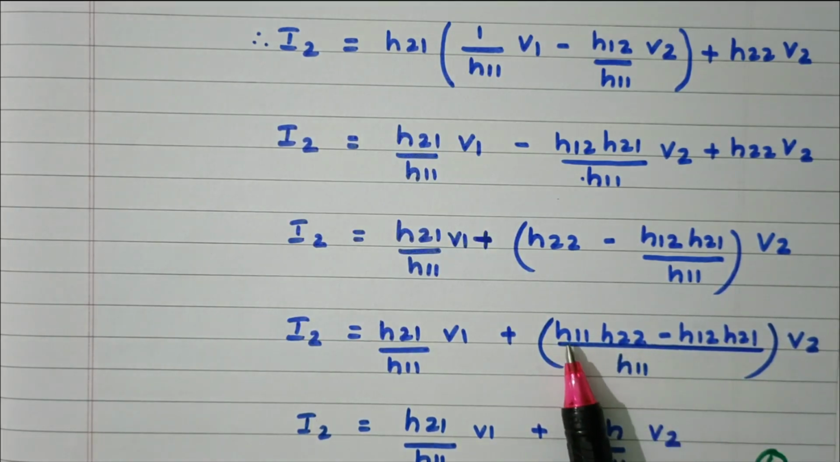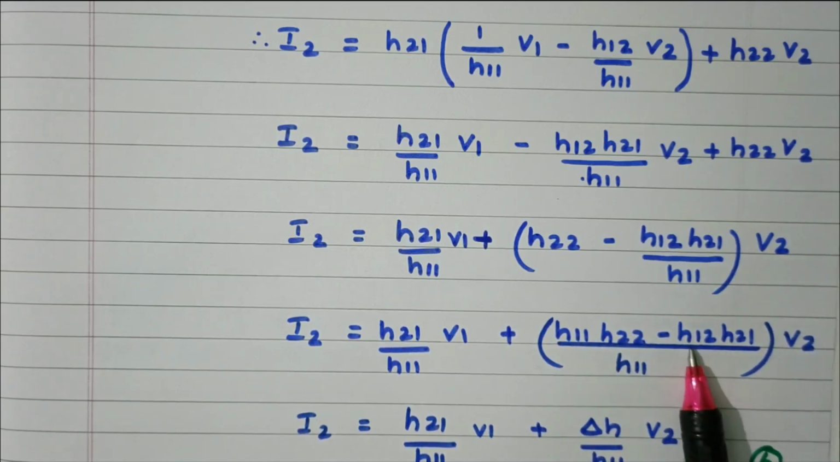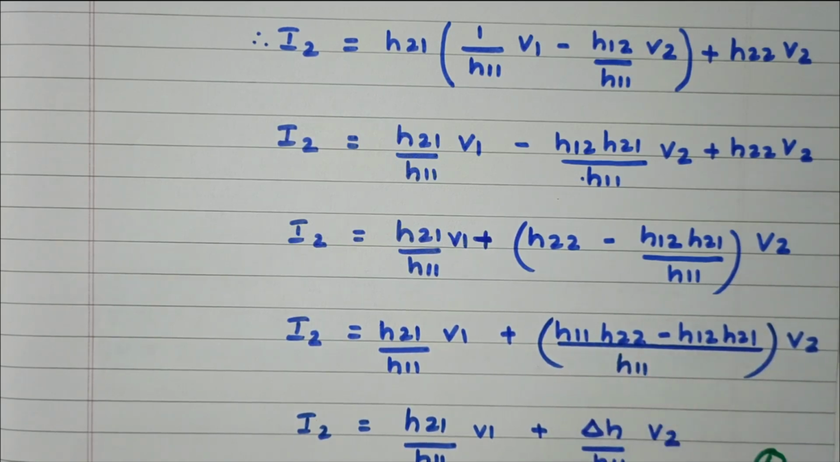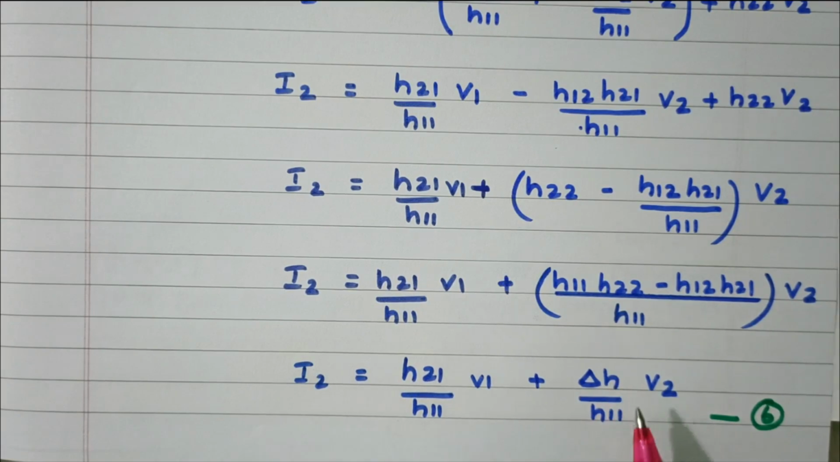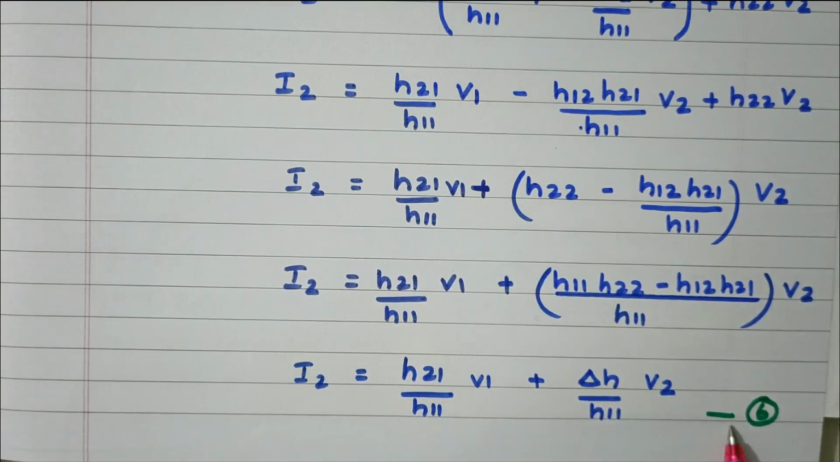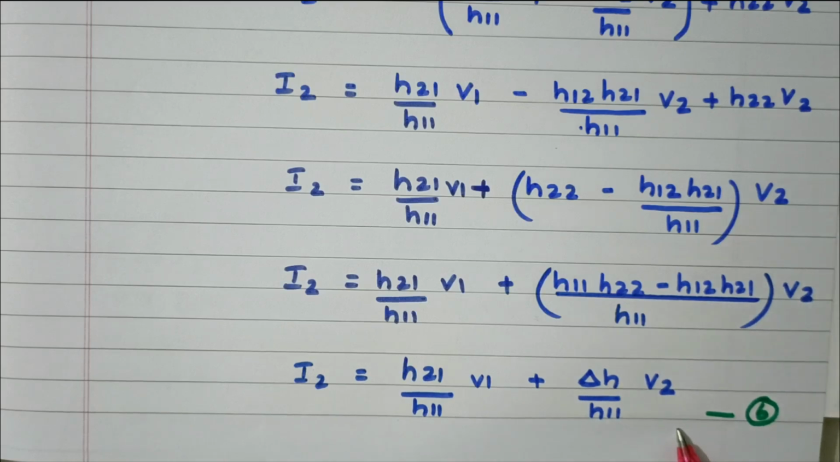So this term H11 into H22 minus H12 into H21 is nothing but the determinant of the hybrid matrix, so that can be written as delta H. Right? So take this equation number 6, that is I2 equal to H21 divided by H11 V1 plus del H divided by H11 into V2. Okay, so now we got this equation 6.